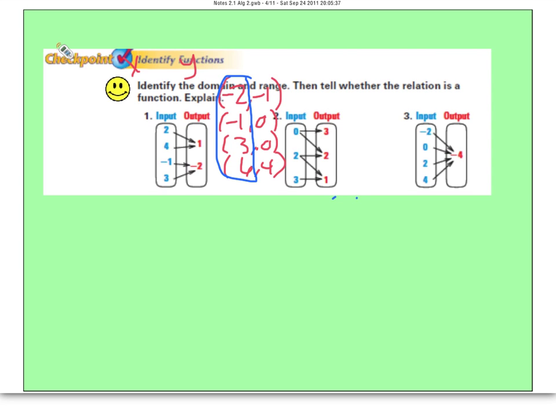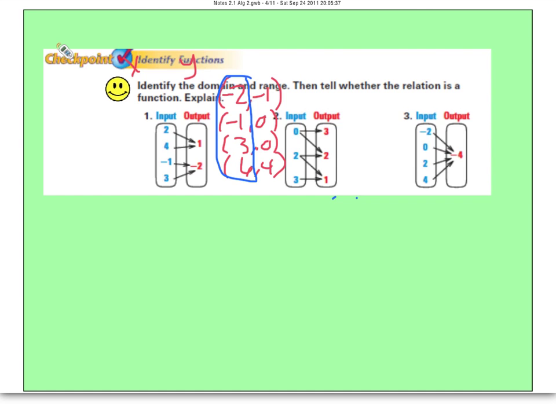I want you to look at these 3 and just see if you think they're a function. So take a moment and decide if it's a function or not. Again, every time I put in an x value, it goes to the same y value. Be careful.